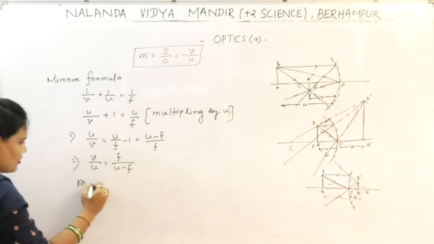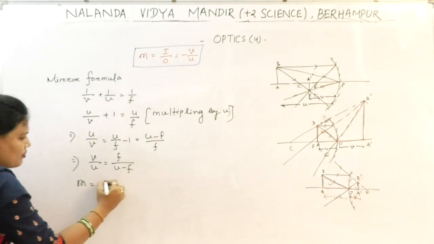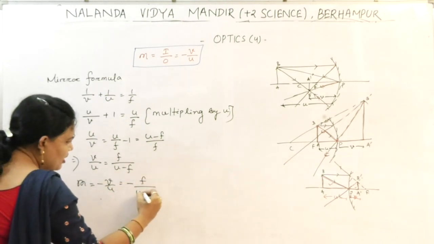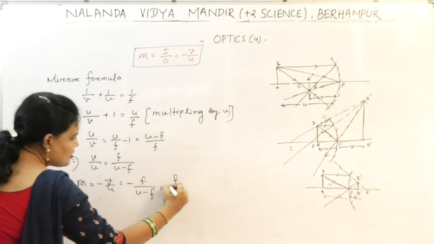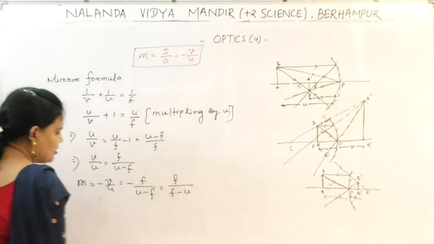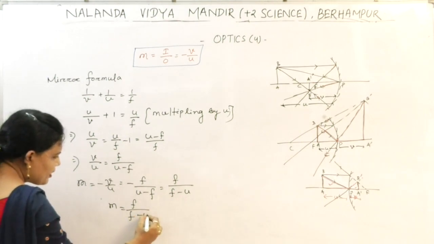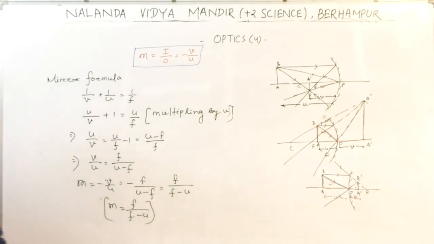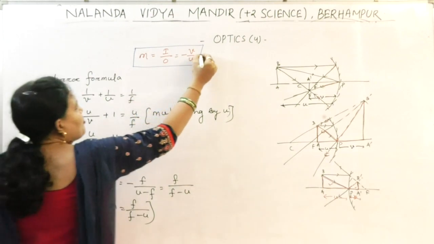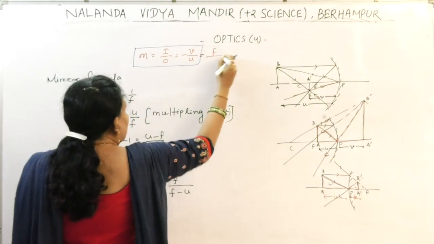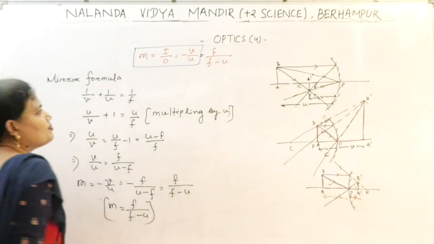What is the formula for the magnification? M equal to minus V by U. So minus F by U minus F, and this is nothing but F by F minus U. So magnification is F by F minus U. This is the formula. So another formula we got here: magnification is F by F minus U.